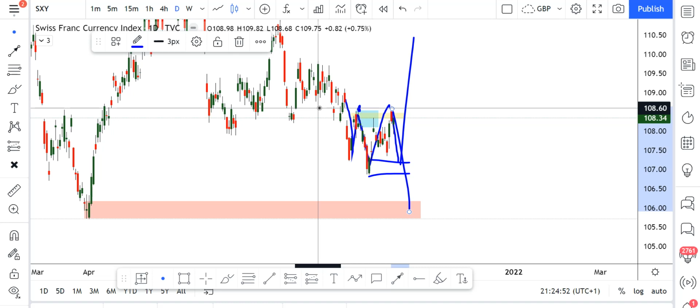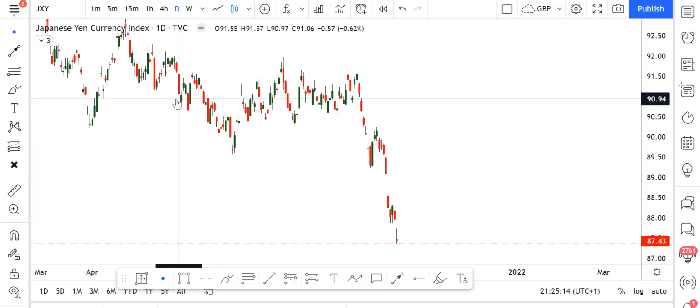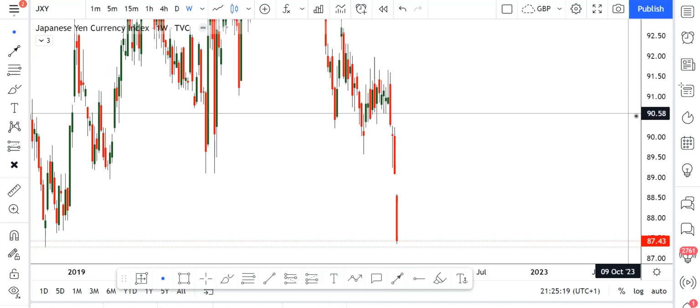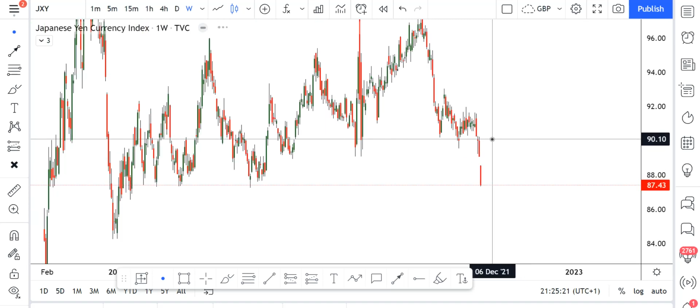Now let's move to the next currency index so that we can quickly analyze it. Okay, let's see what the JPY is saying. JPY is the next index that we'll be analyzing.